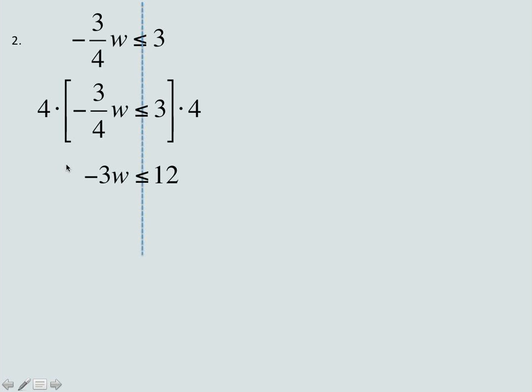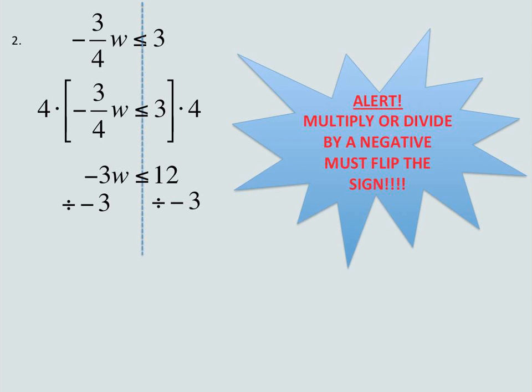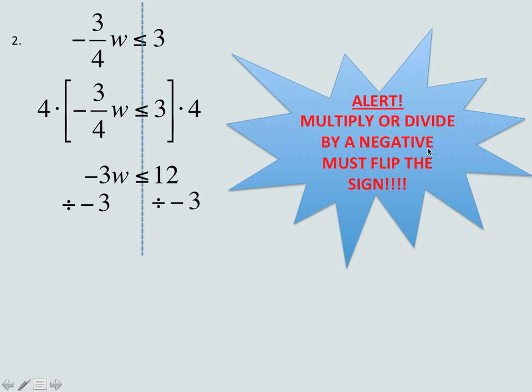So I have negative 3w is less than or equal to 12. To solve for w, I have to divide by that number stuck to the w. So I'm going to divide both sides by negative 3. As soon as I have an inequality and I divide by a negative number, there should be an alarm in my head that goes off. Alert, alert, alert. Multiply or divide by a negative, must flip the sign. So this has to go from a less than or equal to a greater than or equal to. So w is going to be greater than or equal to negative 4.